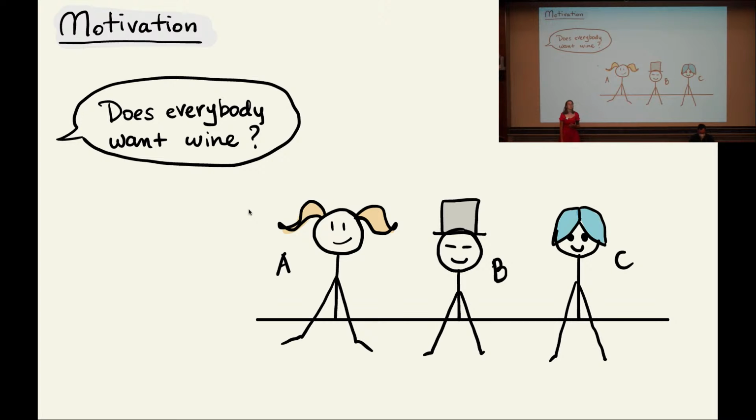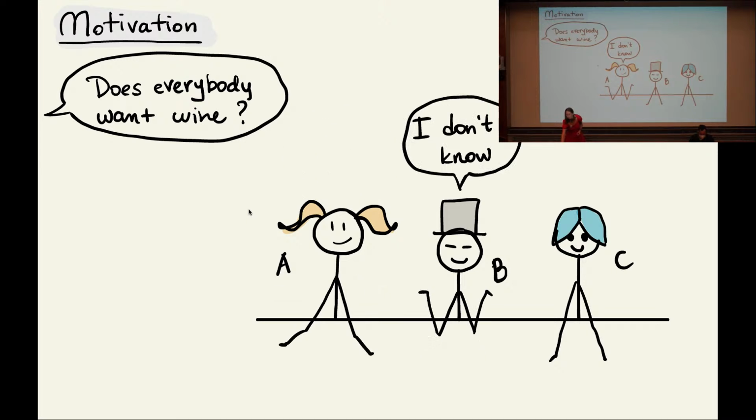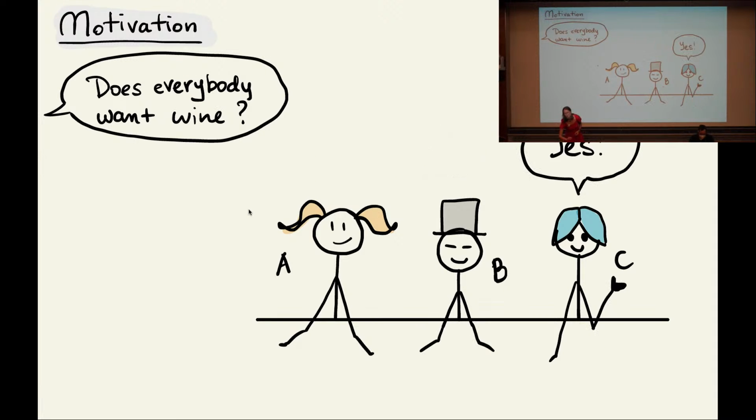let me start with a very simple classical puzzle, which is that there are three physicists, maybe attending the summer school: Alice, Bob, and Charlie. After a long day of lectures, they come to a bar, and then they want to order, and the bartender asks them, does everybody want wine? And then the following scenario ensues. First Alice says, I don't know. Then Bob also says, I don't know. And then Charlie happily proclaims yes.